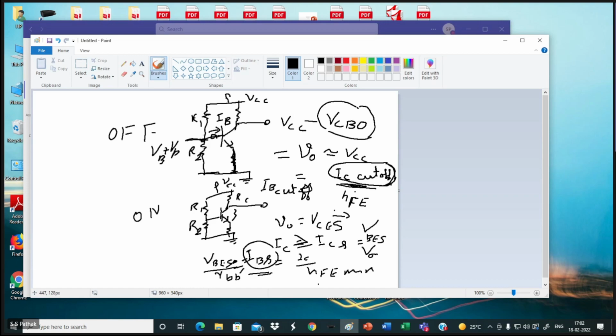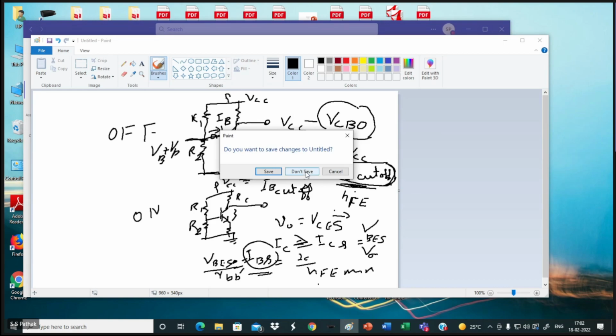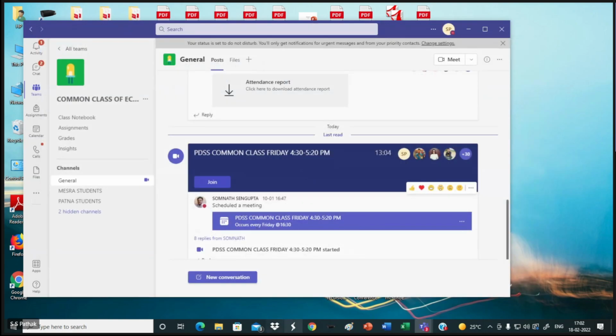Such that initially it remains in cutoff. When this VP comes, it should go into the saturation region. Is the problem clear? What do we want to design now? In the circuit, I will be putting this now. I think there is no question. You already know this. I have just revised the subject that you have learned in your first year.